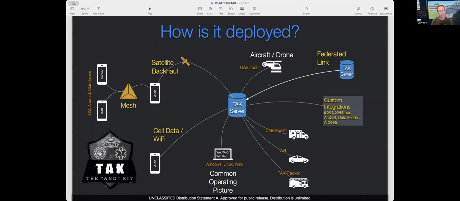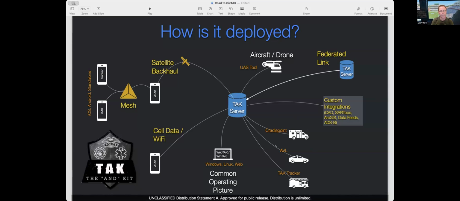So Jared was talking about aircraft and drone data, video feeds from there. We can federate other servers. We can work with AVL systems and cradlepoints and feed those location data in, or just build our own custom trackers and put them on there, or do all kinds of custom integrations. I saw Paul Clifton's on here, right? He's done a lot of work about SARTOPO and CalTOPO with two-way data feeds. How do we do ArcGIS? How do we feed in CAD data and ADS-B data?